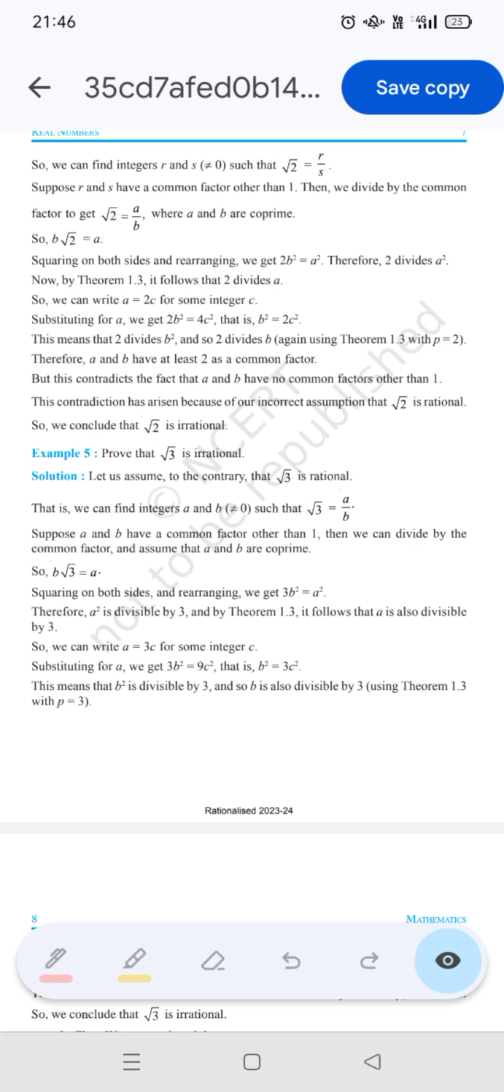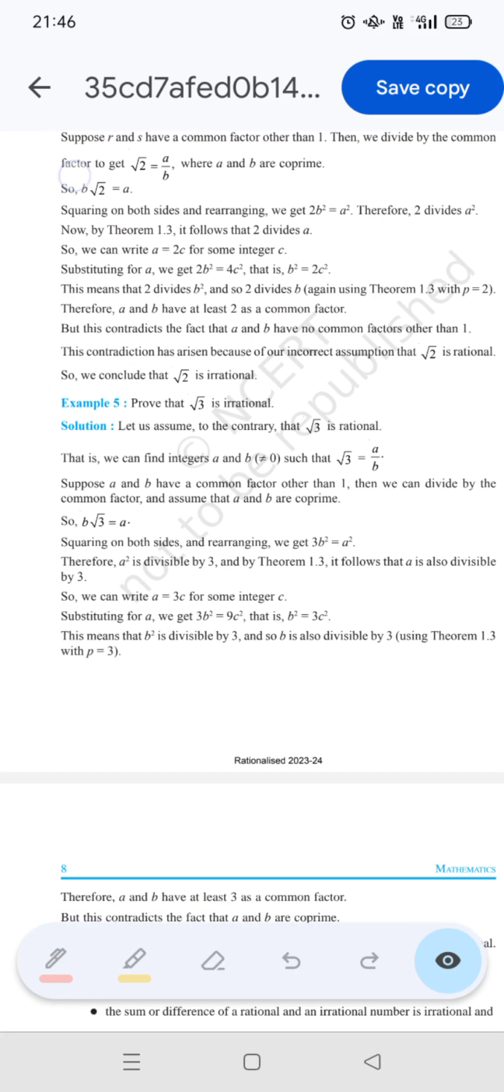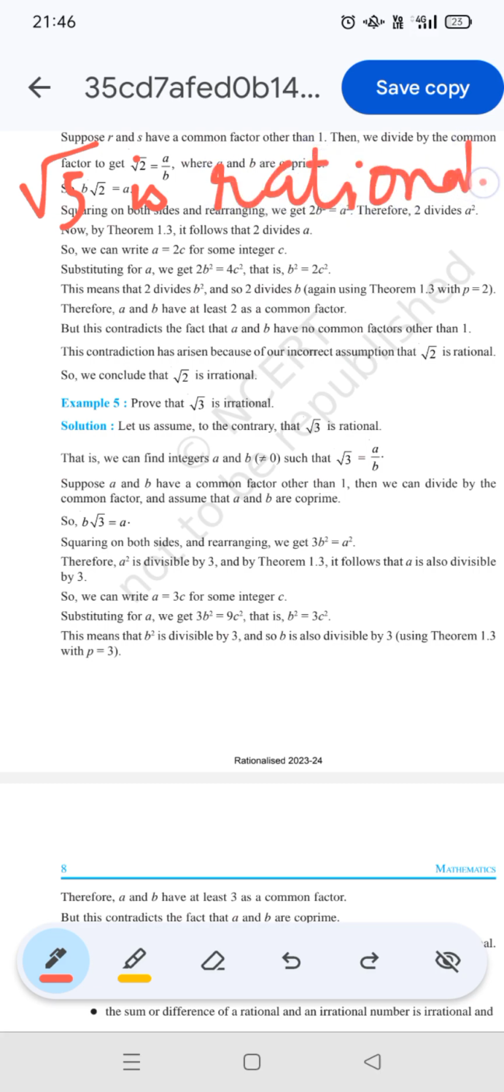So over here it is given as root 3 is irrational. So first step is we have to assume that root 5 is rational. We have to assume. So here instead of root 3 we have to write root 5. That is, we can find integers a and b where b is not equal to 0 such that root 5 is equal to a by b. Since it is a rational number, it can be written in the form of a by b where b is not equal to 0.